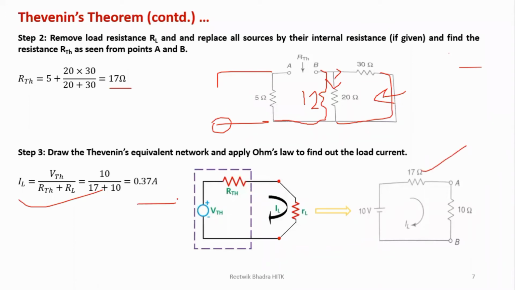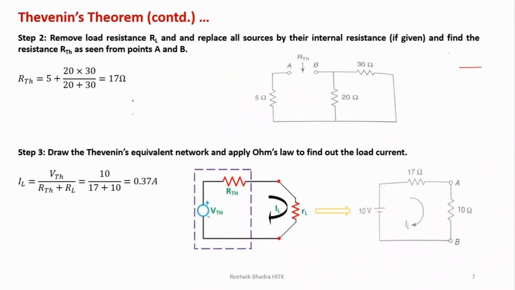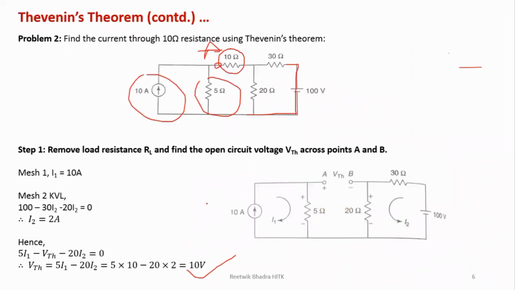So I hope nobody is having any doubt with this. If anybody is having doubt, you can ask me, I'll clear it. So it depends upon how your circuit is, how you are writing the formulas. RTH is basically a series parallel combination, and this is just applying mesh analysis and finding out the voltage drop across A and B.